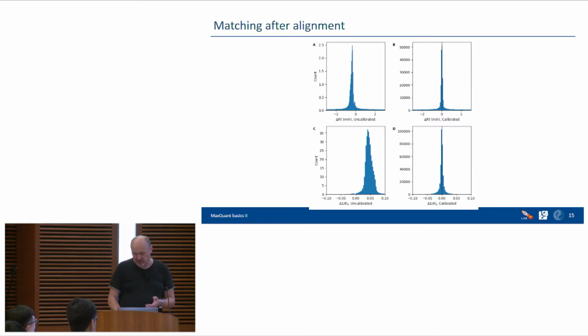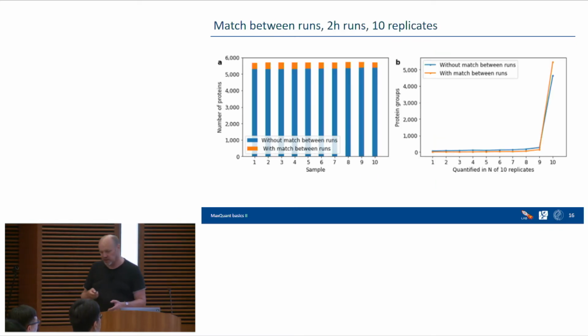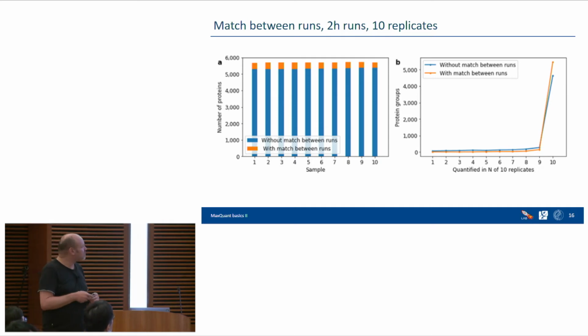Right, so now the data is aligned, so we can do the matching between runs. So what does it buy us then? So here's an example of 2 hour HeLa runs, so 10 replicates. And so what you see, first of all, is that without matching between runs, these are the blue bars, you get 5,000-something peptides, and then this number of proteins that you can quantify in each of the samples. And then this is what you get on top then in each of the samples.